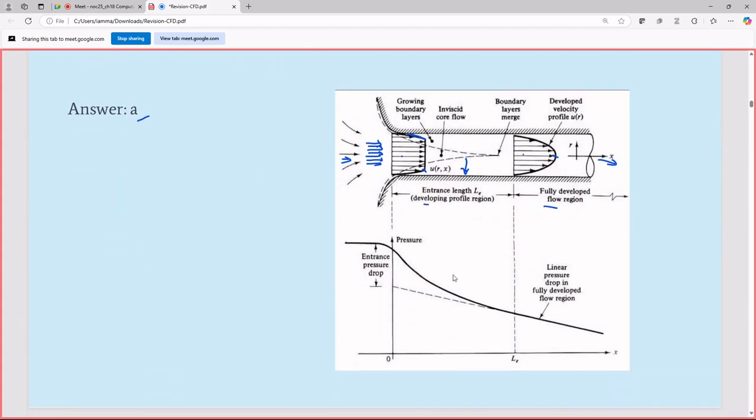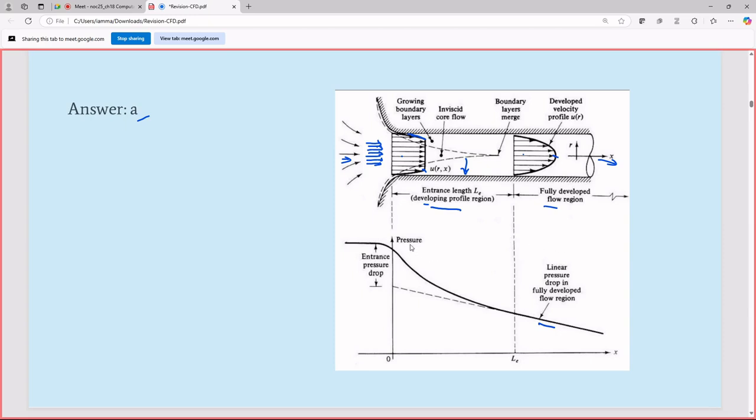So if you see, this is the pressure plot. We see this is not varying linearly in the developing region. This is the developing region. In the developing region, the pressure is decreasing, but not in a linear fashion. But if you see in the fully developed region, the pressure is reducing in a linear fashion. So the third statement is wrong.